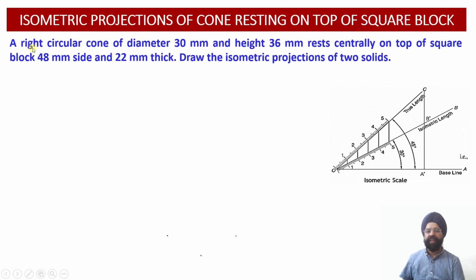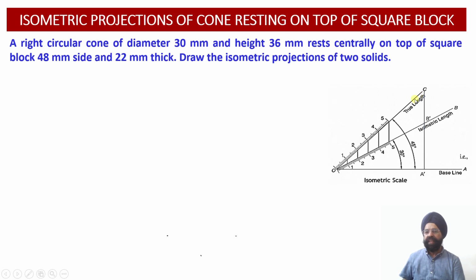So we have been provided with a right circular cone of diameter 30 millimeter, axis height 36 millimeter. It is resting centrally on top of a square block whose edge is 48 millimeter and the height or the thickness is 22 millimeter. So we are required to draw the isometric projections of the combination solid.